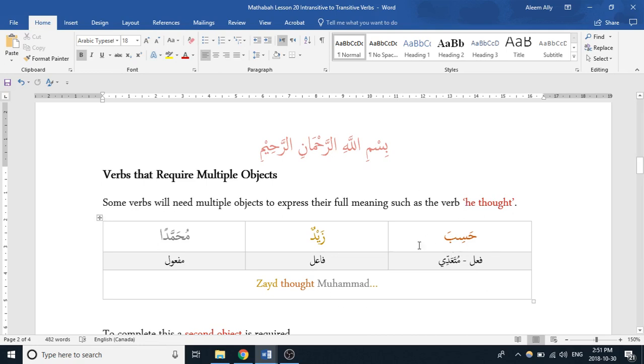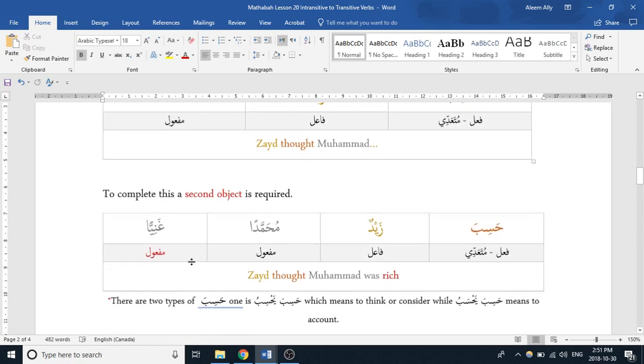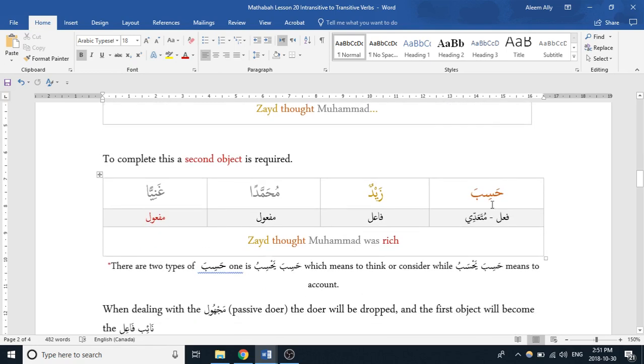So, hasiba Zaydun, it means Zayd thought Muhammad. That's not a complete sentence. There needs to be more. What did he think about Muhammad? Therefore, we need a second object. So let's look at this example here. Hasiba Zaydun Muhammadan ghaniyan. So Zayd thought Muhammad was rich. Now this makes sense by including this second object into the picture. So that's just something to keep in mind.